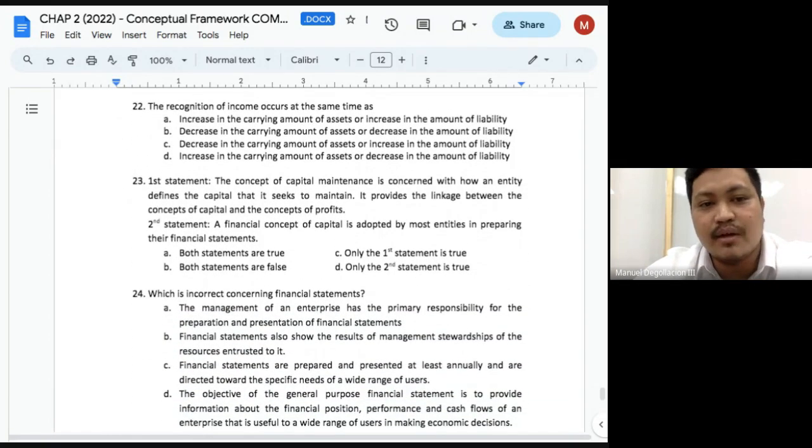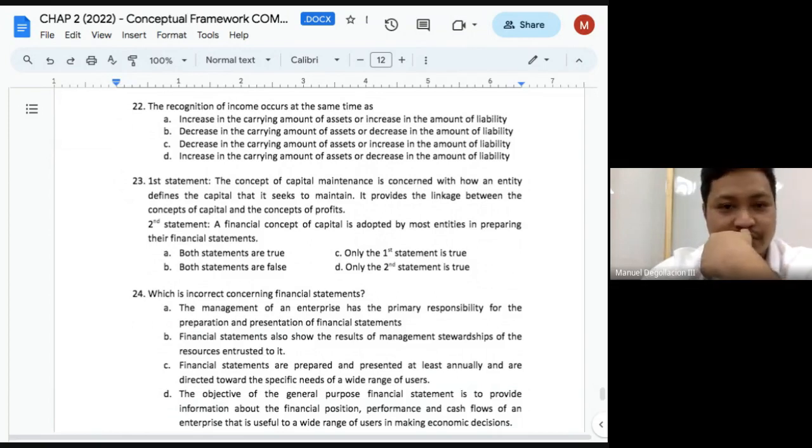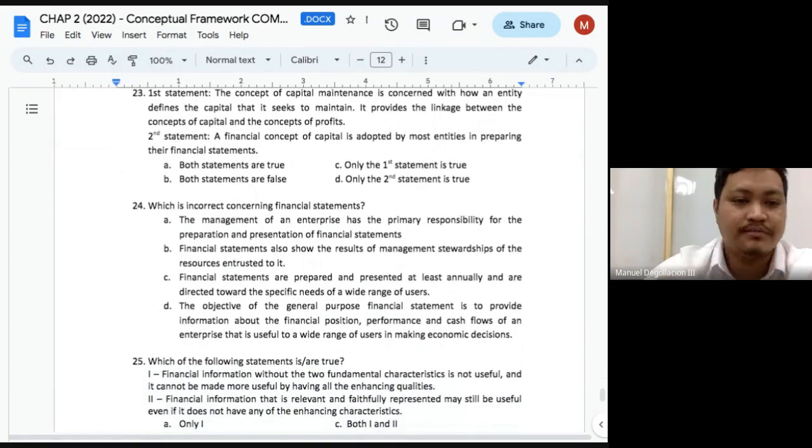23, first statement, the concept of capital maintenance is concerned with how an entity defines the capital that it seeks to maintain. It provides a linkage between the concepts of capital and the concepts of profits. Okay, as contained in the framework, class, this is a true statement. A financial concept of capital is adopted by most entities in preparing their financial statements. The second statement is also true. That's why the answer for number 23 is alpha.